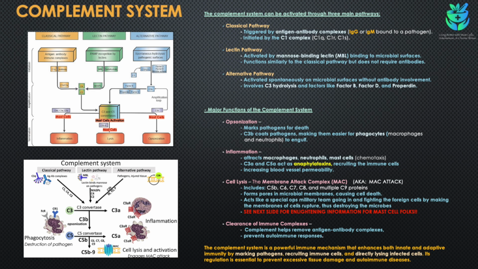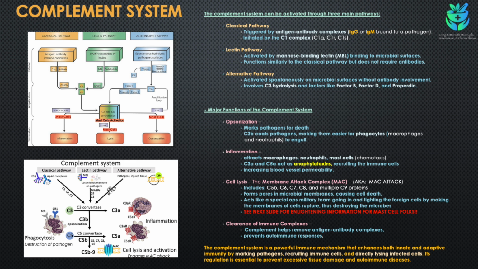And the complement system is also in charge of clearance of the immune complexes. This complement helps remove antigen-antibody complexes, which prevents an autoimmune response. The complement system is a powerful immune mechanism that enhances both innate and adaptive immunity by marking pathogens, recruiting immune cells, and directly lysing infected cells. Its regulation is essential to prevent excessive tissue damage and autoimmune diseases.